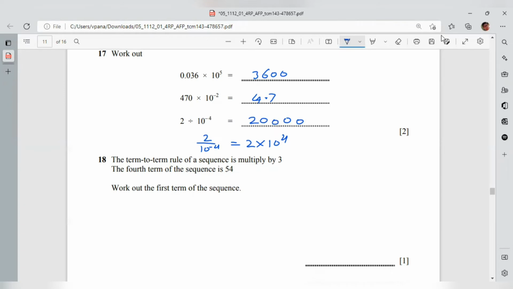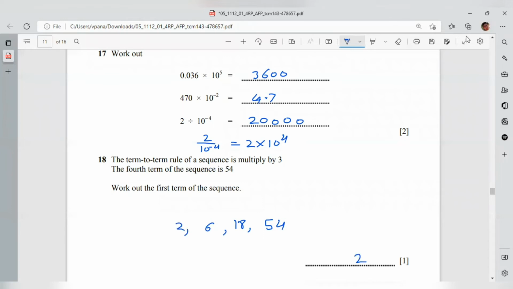Got it? The term-to-term rule of a sequence is multiply by 3. The fourth term of a sequence is 54. Work out the first term of the sequence. It says multiply by 3. So when we are going reverse, we are dividing by 3. So 54 divided by 3, the third term becomes 18. 18 divided by 3, the second term, we get 6. And 6 divided by 3, we get the first term as 2.